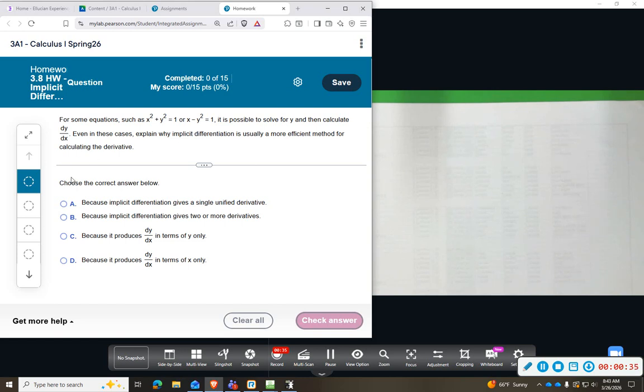derivative. And if we go through our choices, A, it gives a single unified derivative, although some of these other things might be true. In some cases, they're not always true. So we're looking for unified derivative.